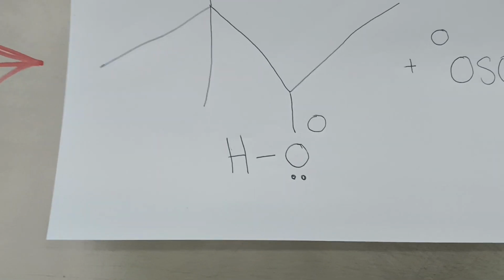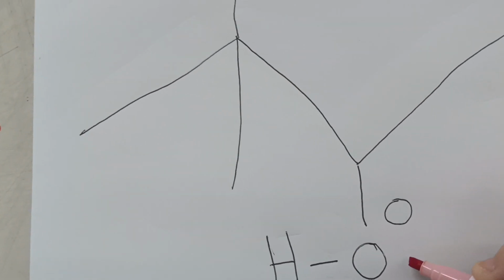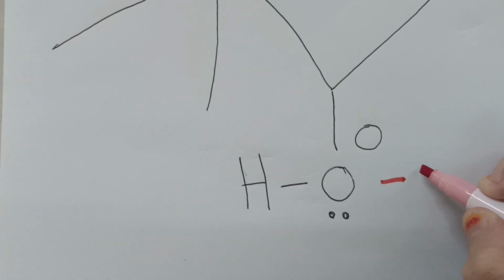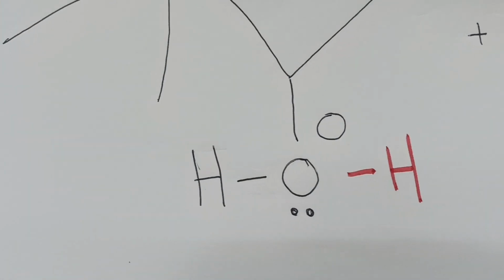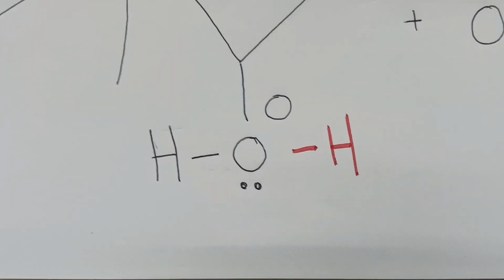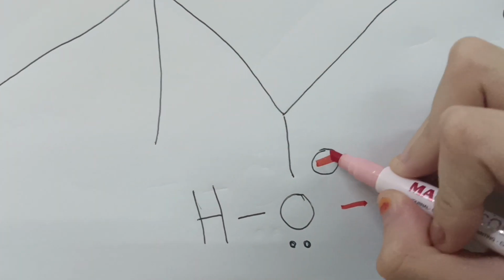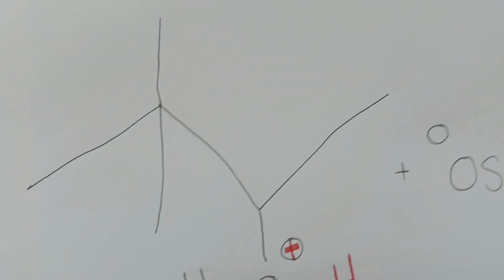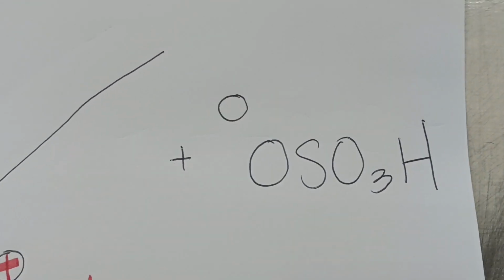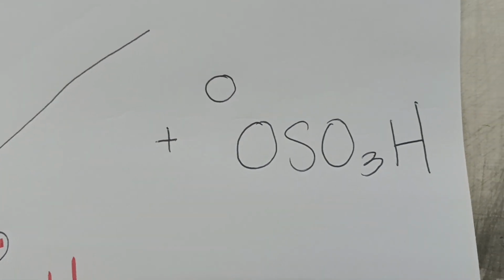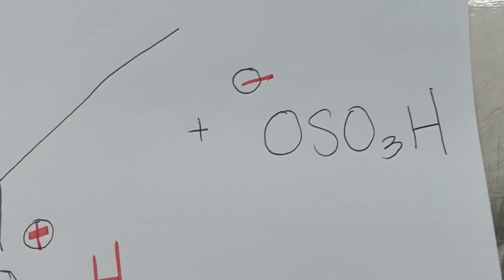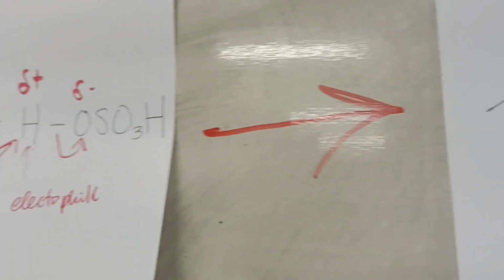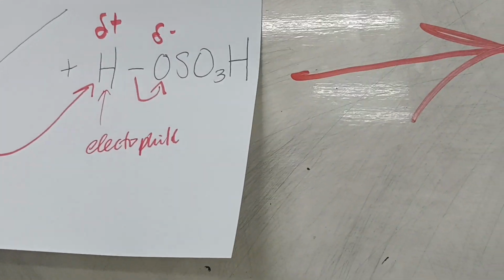So after this reaction, it will form a new bond over here. And since the oxygen has used its lone pair to make this new sigma bond, it will be positively charged, while the previous H2SO4 will become negatively charged because it has received the extra electron from the broken sigma bond.